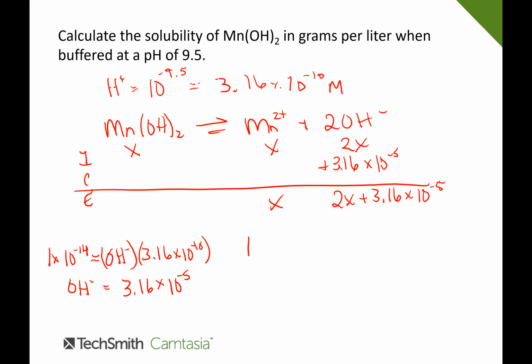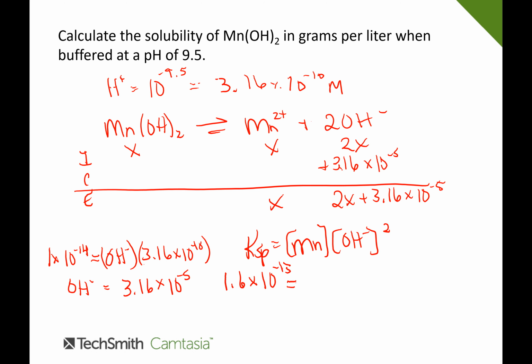Okay, and my Ksp expression is going to be my Mn times my OH minus squared. And they gave me my Ksp, and it's 1.6 times 10 to the negative 13th. I looked that up in my book. And then my Mn is X. And my OH is 2x plus 3.16 times 10 to the negative 5th squared. And once again, we're going to assume x is very small. So we'll get rid of that.